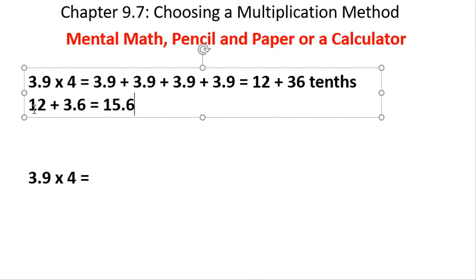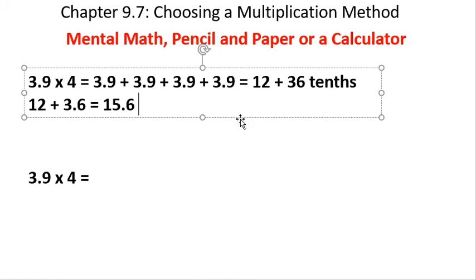So let's go through that. 12 ones plus 3 ones is 15 ones. And then 6 tenths plus 0 is 6 tenths. So we have 15.6. This method works just fine.